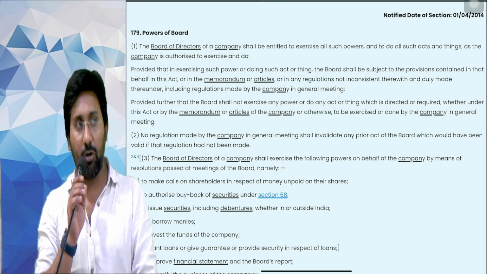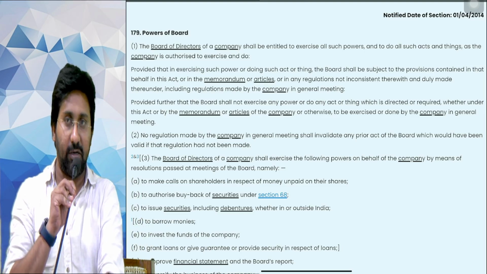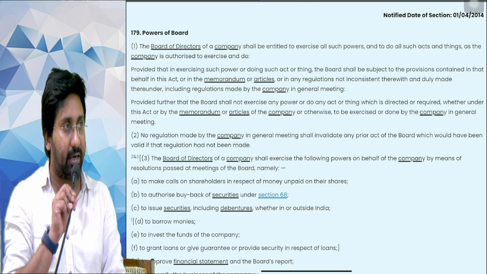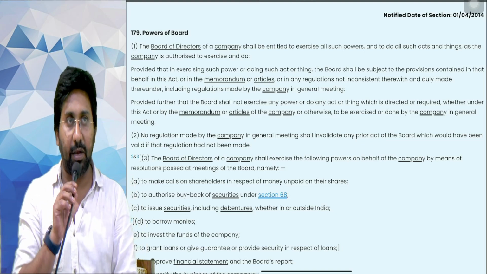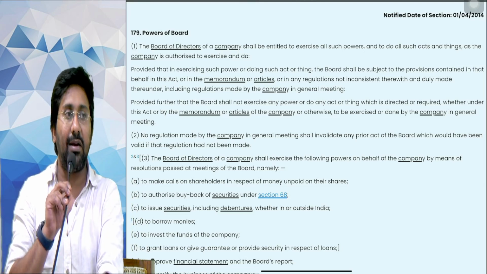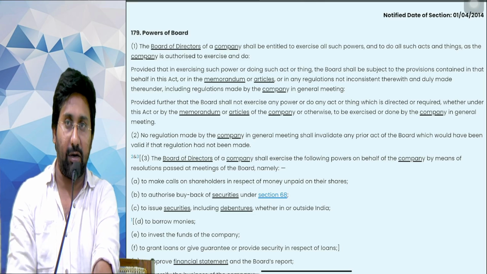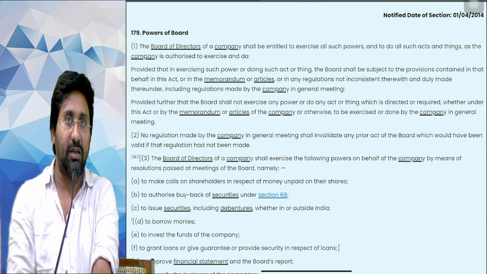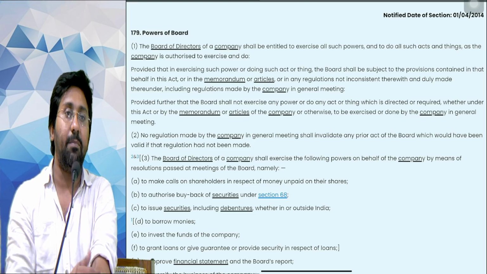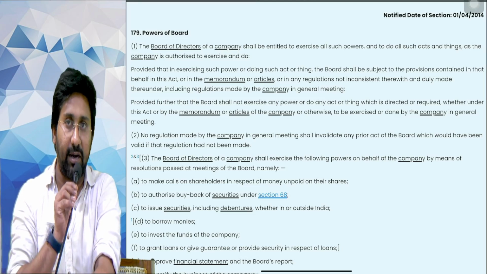182 is about political donations. 183 is about donation to the National Defence Fund. 184 will be disclosure of interest. 185, loans to directors. 186, loan and investment by company. 187, investments of the company to be held in its own name. 188, related party transactions. 189, register of related party contracts. 190 will be contracts with the agreements to be entered with the managing directors and whole time directors. 191, payment of compensation. 192 will be talking about non-cash transactions involving directors.